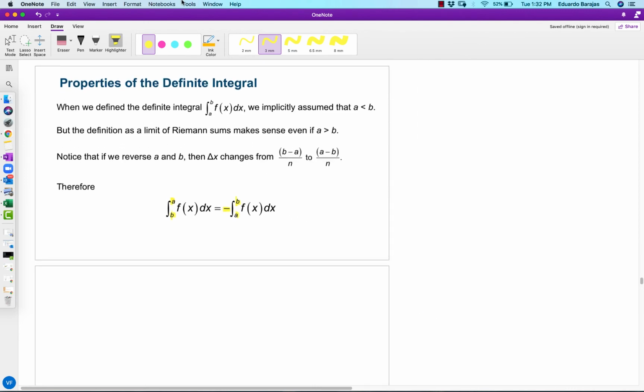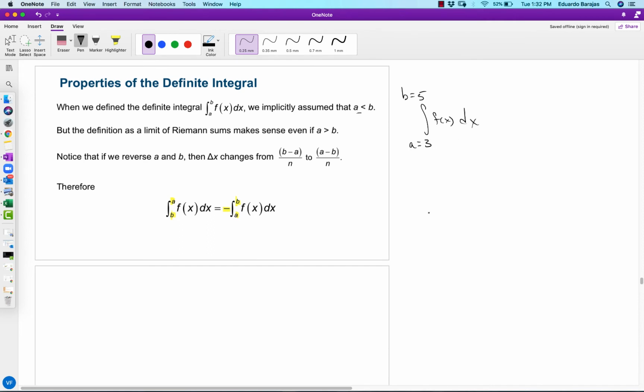When we set up an integral and talk about the area, we've been assuming that a is less than b up to now, and that's usually the case. So if we have the integral from, say, 3 to 5, where a equals 3 and b equals 5, of some function f of x dx, that's what we've been working with.